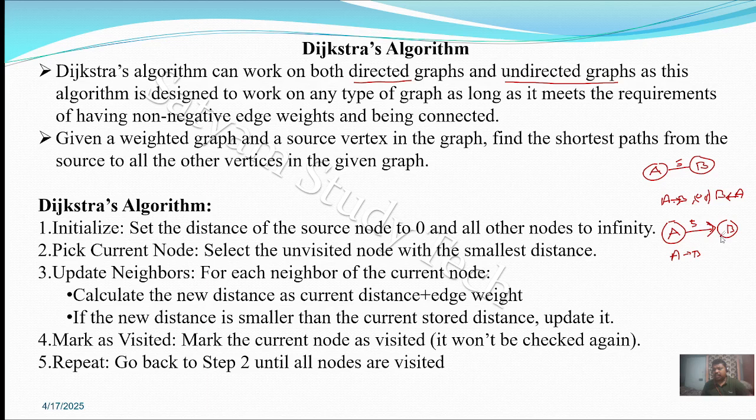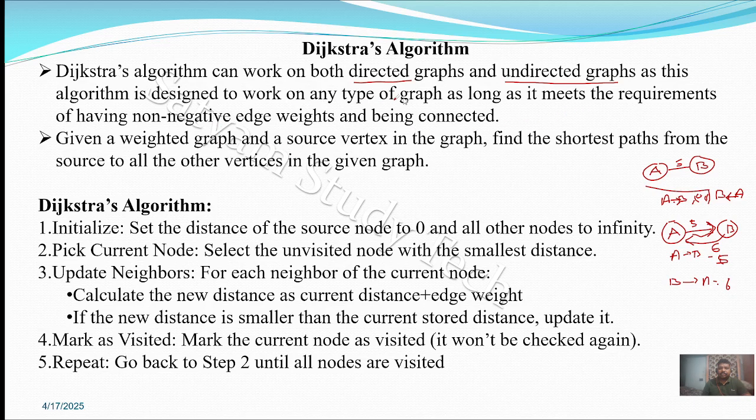But in this case A to B is 5. For example, consider B to A is 6. So A to B is 5 and B to A is 6. So there is a difference. This is a directed graph. There is a direction from one vertex to another vertex. Here there is no direction, so it is an undirected graph. In Dijkstra's algorithm we can apply it to both undirected and directed graphs.